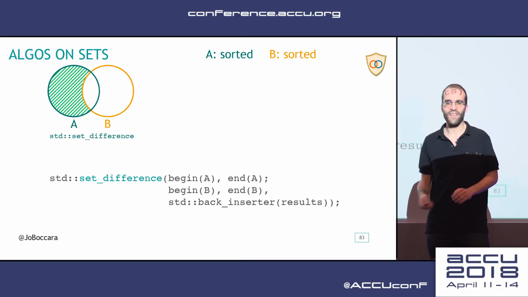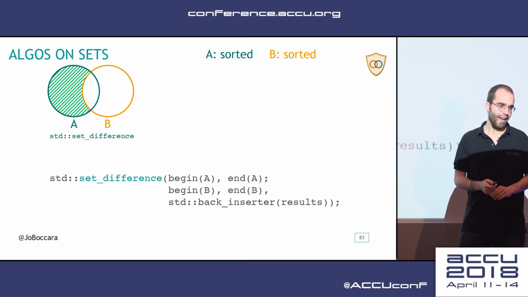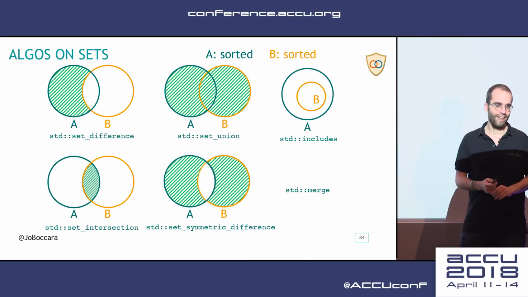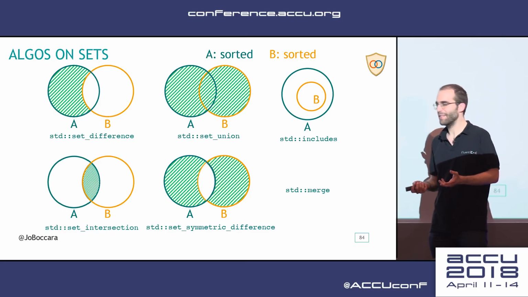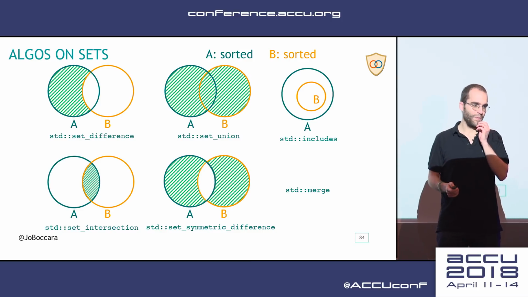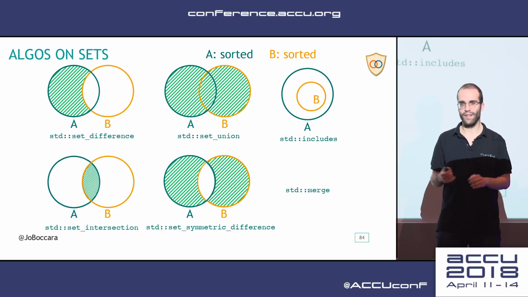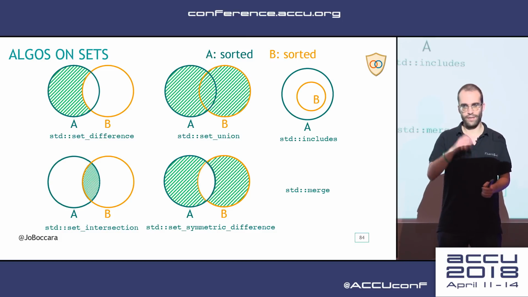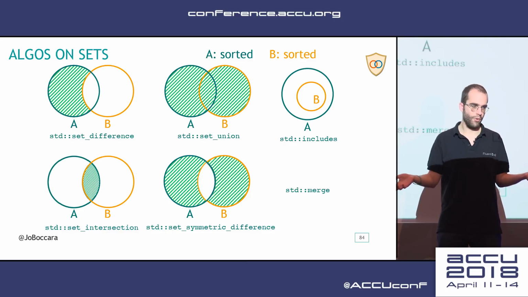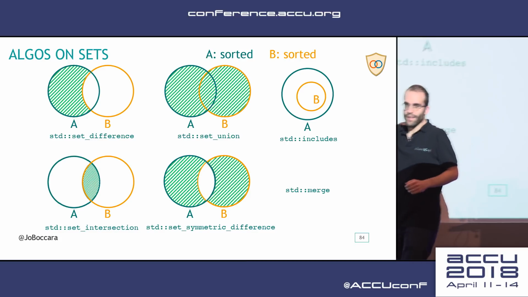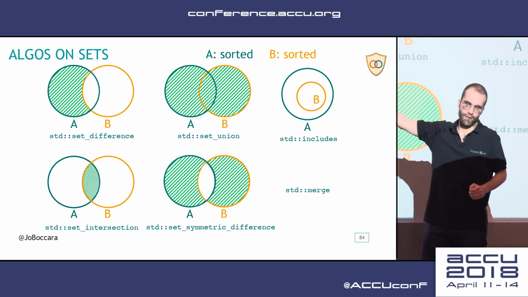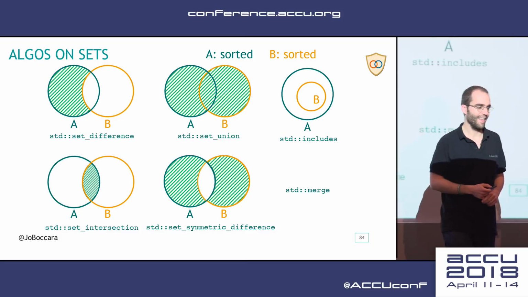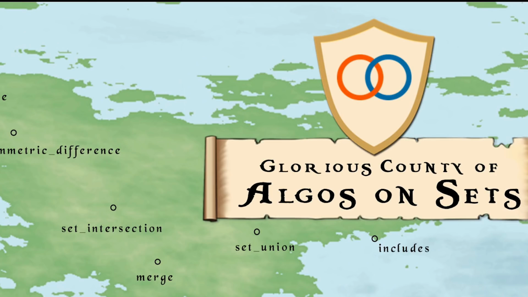This is my favorite algorithm. It has siblings, like set_intersection, set_union, and set_symmetric_difference, which has a long name. Includes returns a Boolean to say whether all the elements of B are in A, and merge takes two sorted collections and returns one sorted collection that contains all the elements from both. These are extremely useful, in particular set_difference. That's it. That went really fast.